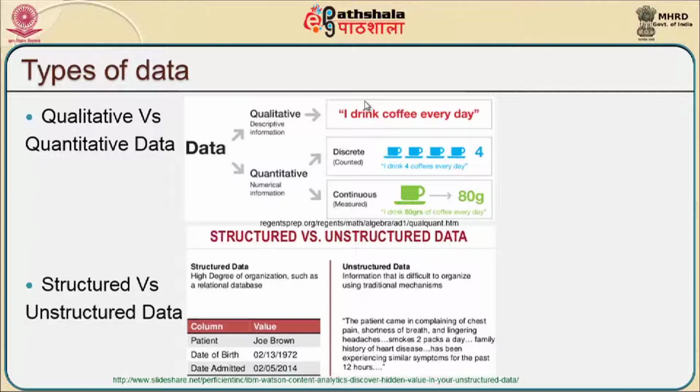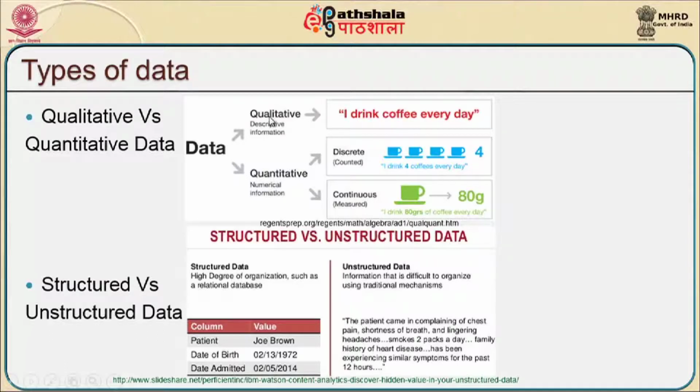Whereas when I want it to be quantitative, that means how much, specified in numbers, it becomes either discrete or continuous. Discrete means I can count the numbers. So I drink 4 coffees every day, where 4 is the quantity. And continuous can also be measured: I drink 80 grams of coffee every day. So that is expressed as a value which correctly specifies the quantity.